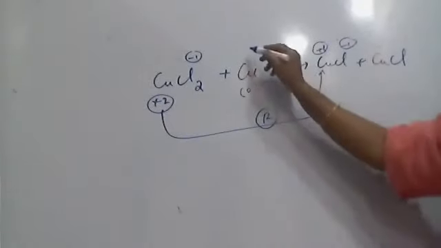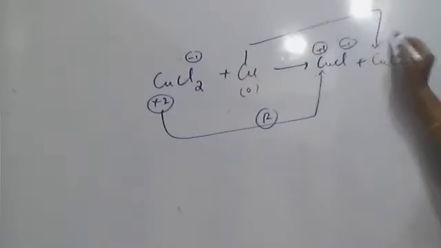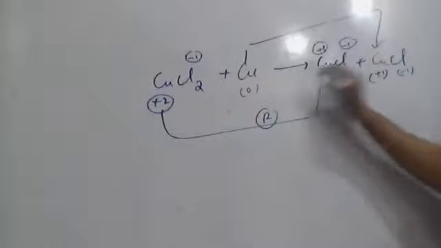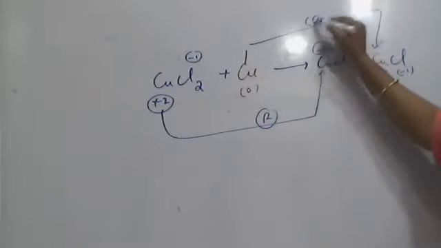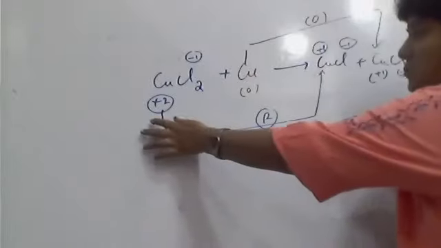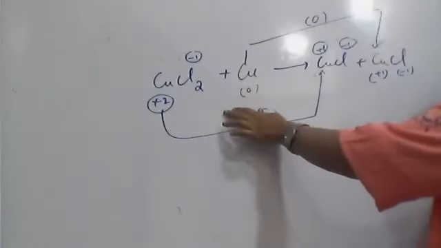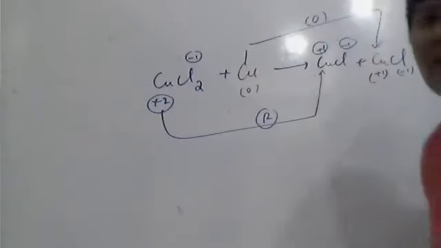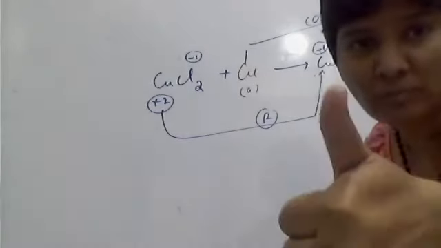And next, the 0 changed to Cu +1, where it is Cl -1. It is 0 to +1, oxidation. Is that clear? So the high oxidation state +2 and the low oxidation state 0 combine to form the intermediate state. What is that? +1. Okay.